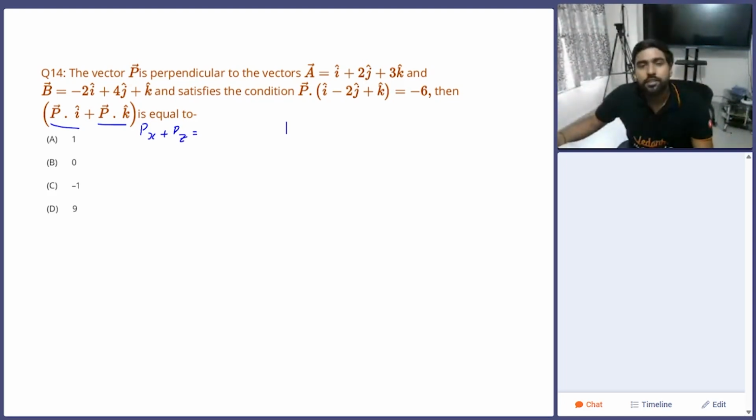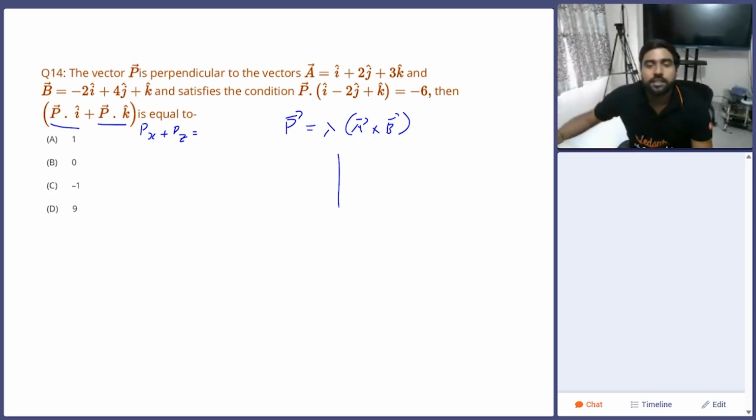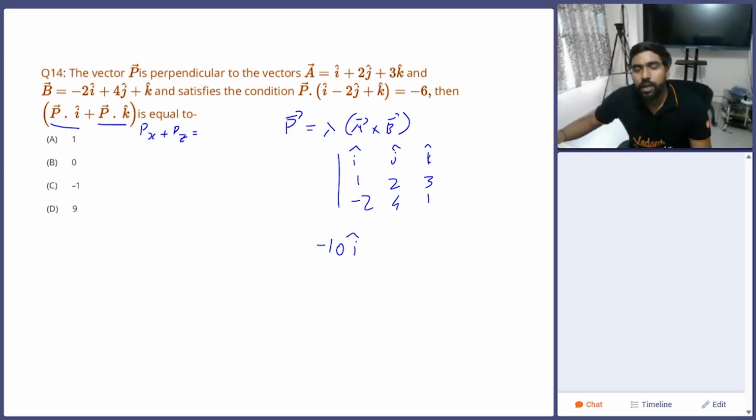Very well. First of all, I can say that if it is perpendicular to both these vectors, it will be lambda times A cross B, right? So what is A cross B? Let's get this A cross B first of all. i cap, j cap, k cap. And you have 1, 2, 3, minus 2, 4, and 1 over here. So what do you have? 2 minus 12, that's minus 10 i cap. And then what do you have? 1 minus of minus 6, that is minus 7 j cap, because of the second term as it is. And for k cap, you will have 4 minus of minus 4, that's 8 k cap over here.